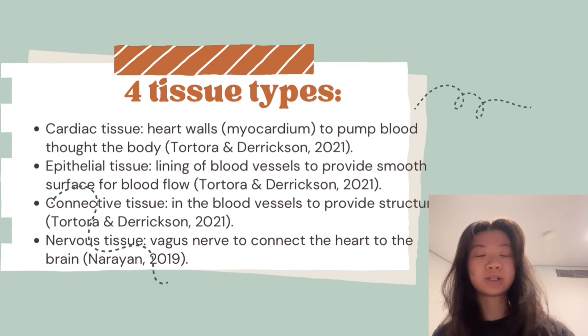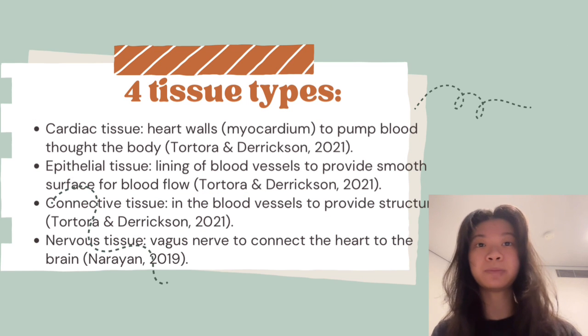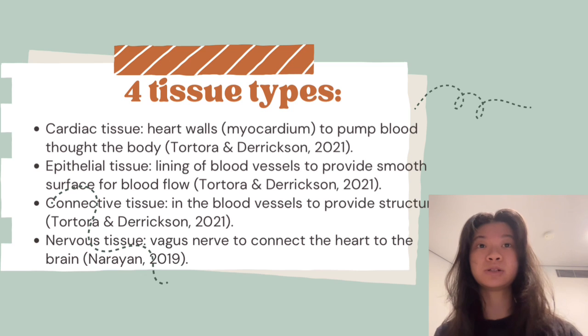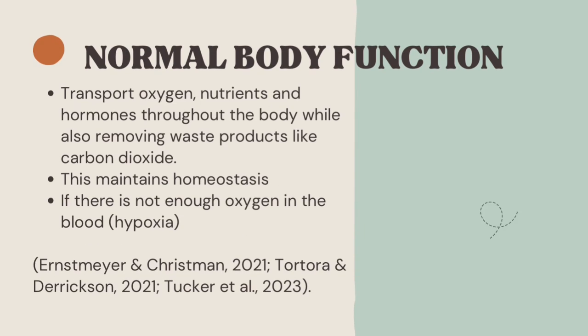So we can see that there are four tissue types in the cardiovascular system. First one is the cardiac tissue, which can be found in the heart walls or in the myocardium. The function of heart muscles is to pump blood throughout the body. Next is epithelial tissue, which can be found in the lining of the blood vessels to provide a smooth surface for blood flow. Next is the connective tissue, which can be found in the blood vessels to provide structure for the blood vessels. And then the nervous tissue is what connects the heart to the brain, or it can be called the vagus nerve.